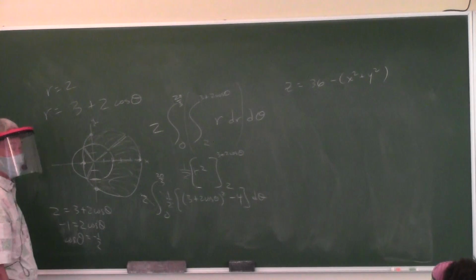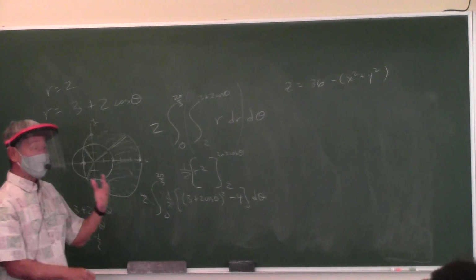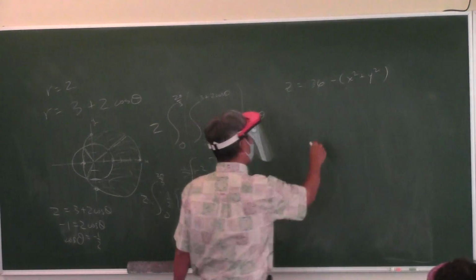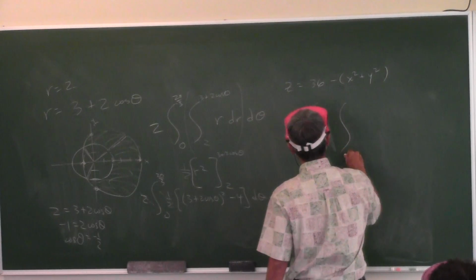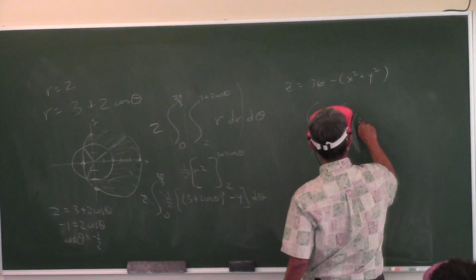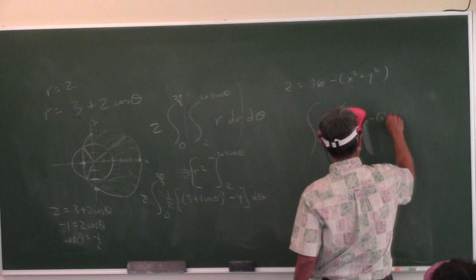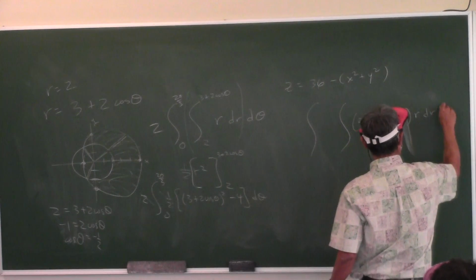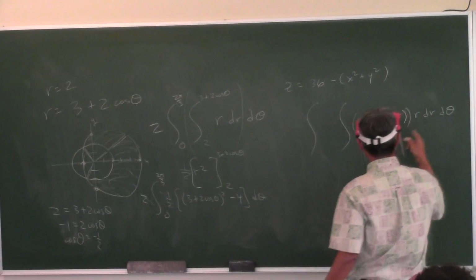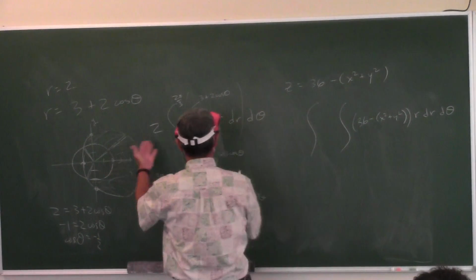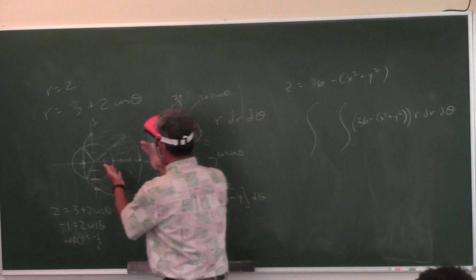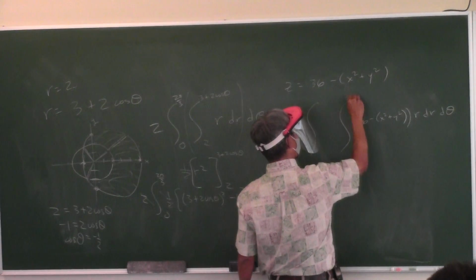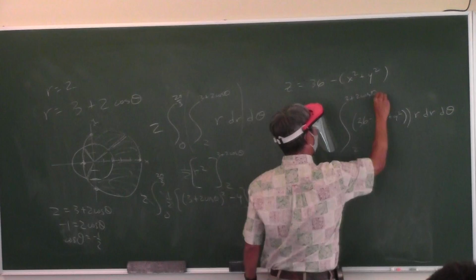The word is cap. Okay, so let's write the double integral that will give you that volume then. So you got double integral, z is 36 minus x squared plus y squared, and then r dr d theta. And if you integrate with respect to r first, it's going to be exactly the same. It's going to go from the inner curve to the outer curve, so 2 to 3 plus 2 cosine theta.